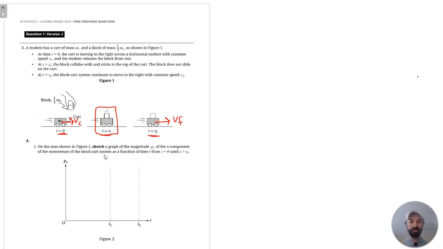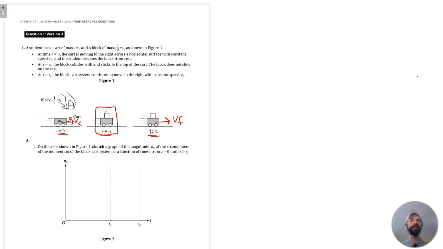On the axis shown in figure 2, sketch a graph of the magnitude px of the x component of the momentum of the block cart system as a function of time from t equals 0 until t is greater than t2. In other words, from the very, very beginning until the very, very end and beyond. How does the momentum change? Oh man, you're freaking out. You don't know what momentum is. That's okay. You actually need to know very little physics in order to solve questions like this.